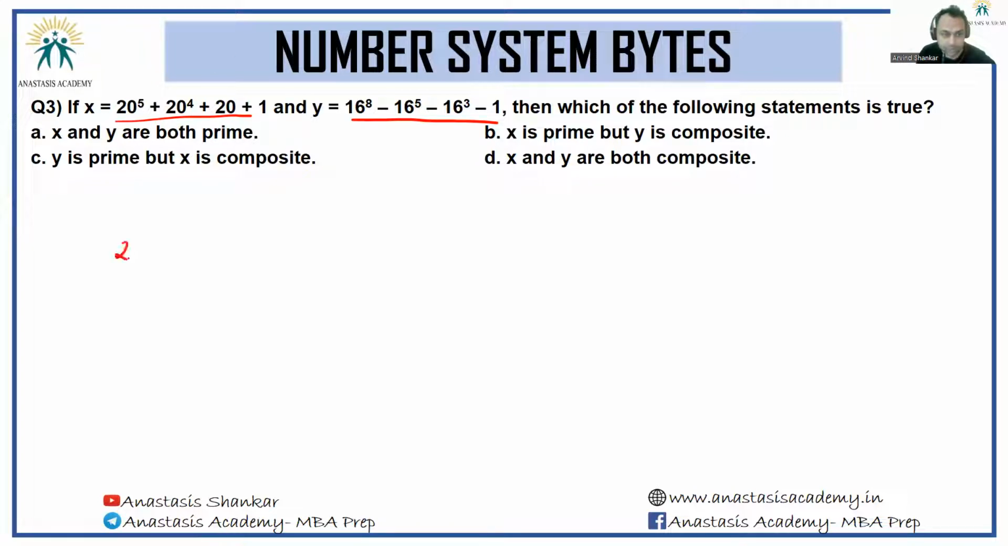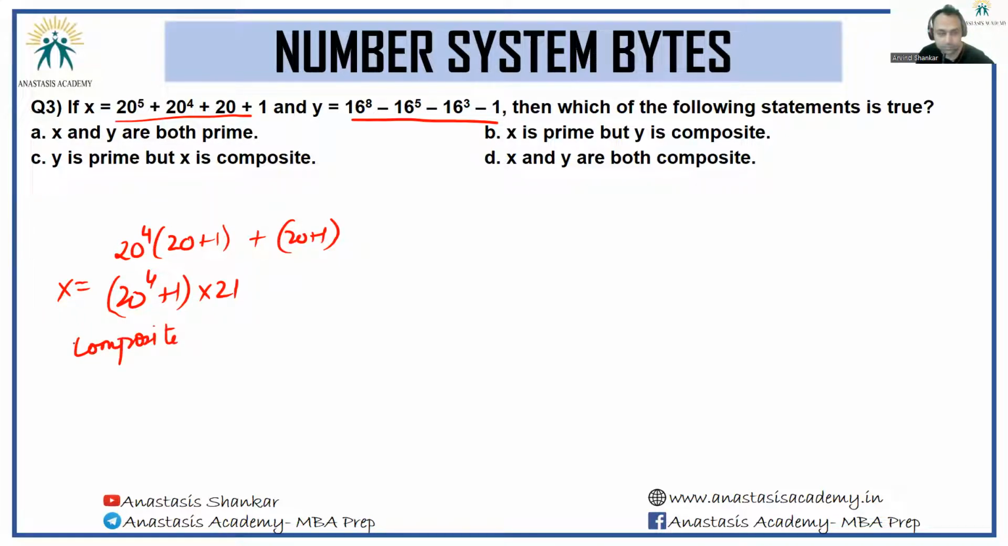Here, can you see, if I take out 20 raised to the power 4 common, I'll get 20 plus 1 plus 20 plus 1. So I get 20 raised to the power 4 plus 1 into 21. This is x. So x is definitely composite.